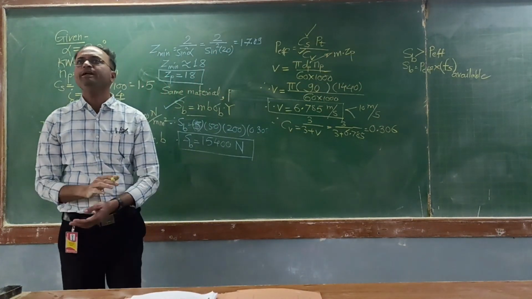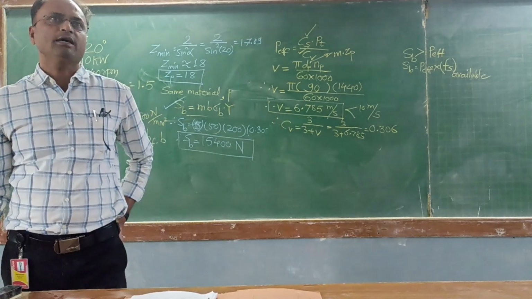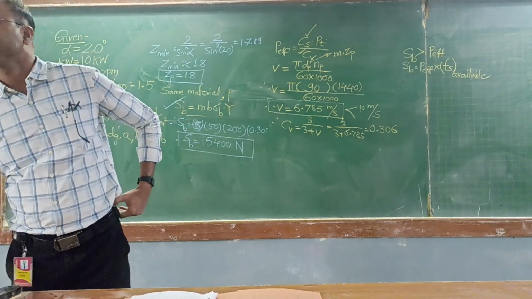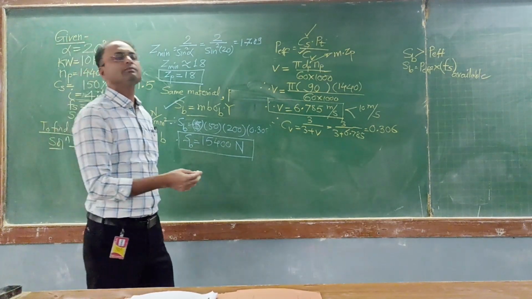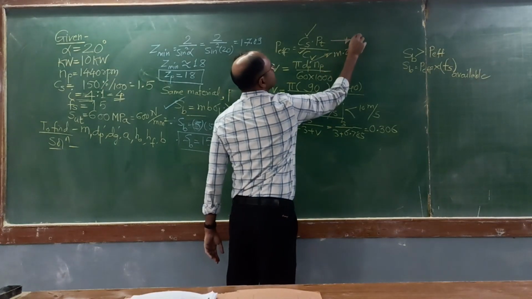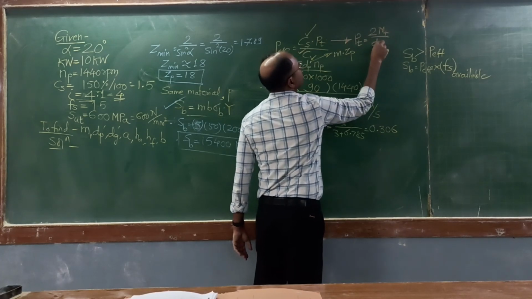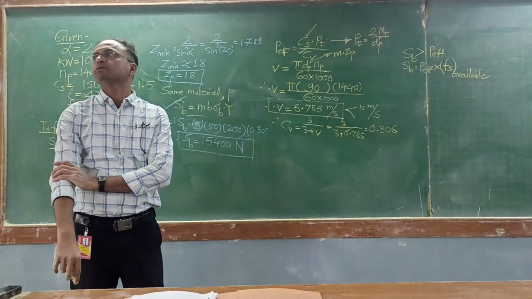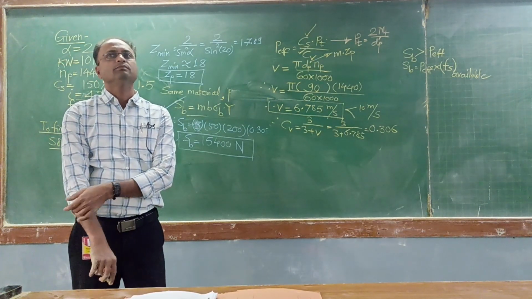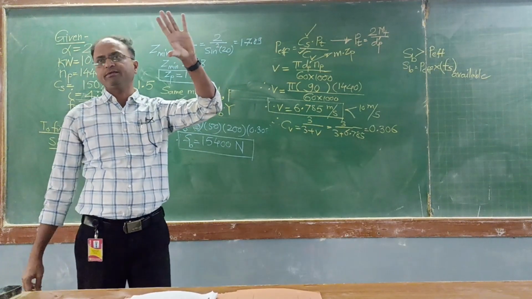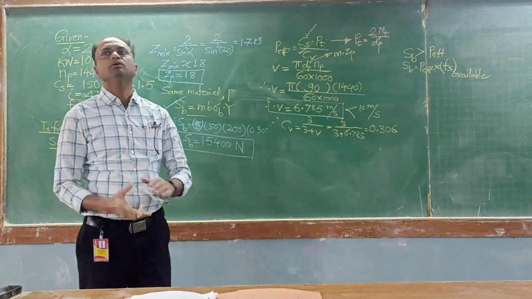Now PT. What is PT? Tangential load or tangential force acting on the gear. How do we find it? Formula for PT is 2 mt upon dp dash. Okay, how that formula comes was explained. Torque is equal to force into radius. Based on that, we get PT is equal to twice mt upon dp dash.